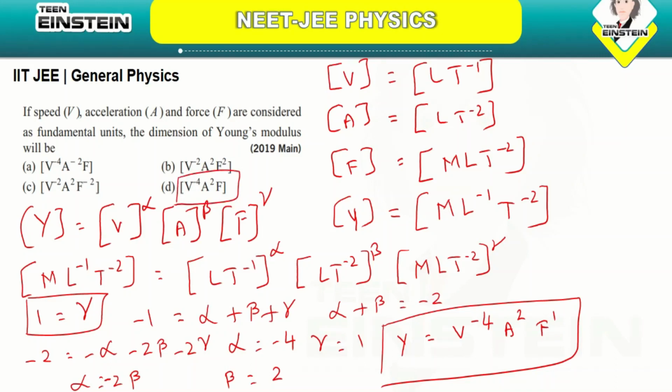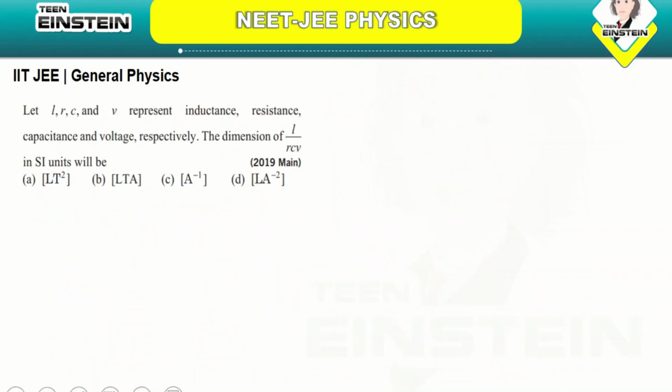Okay, let us now move on to the next question. Let L, R, C and V represent the inductance, resistance, capacitance and voltage respectively. The dimensions of L by R C V is. So first you write down what are the dimensions of inductance, resistance, capacitance and voltage.